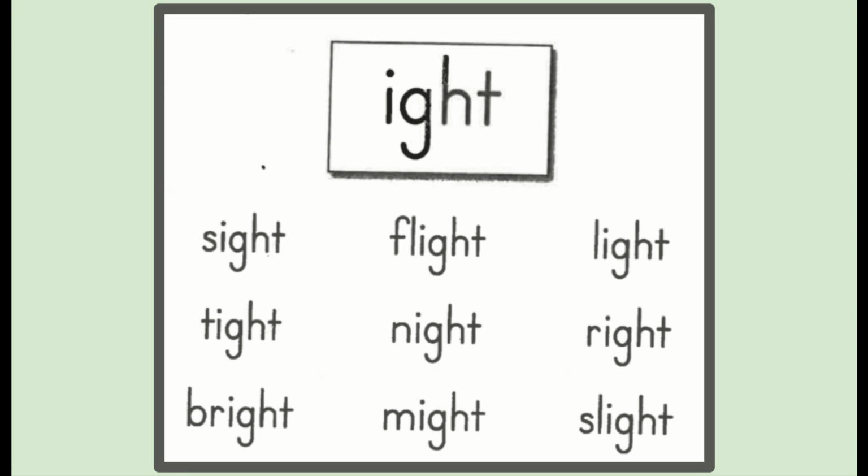Now we're going to practice with the chunk IGHT. In the previous lesson, we practiced with IGH and the sound I. In the chunk IGH, I makes its name I and the G and H are silent. The same is true with the IGHT chunk. G and H are silent, I says its name, and we hear the T. Ight.